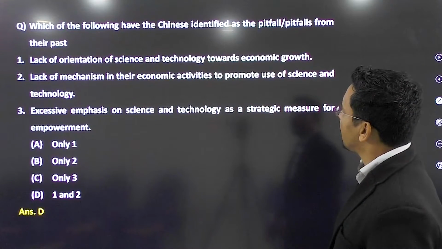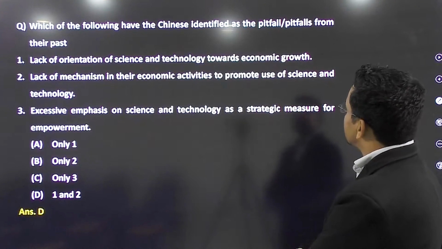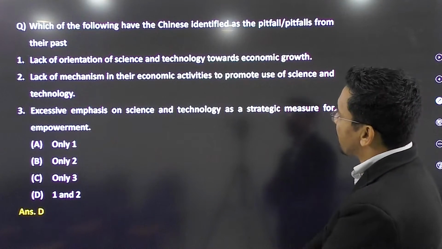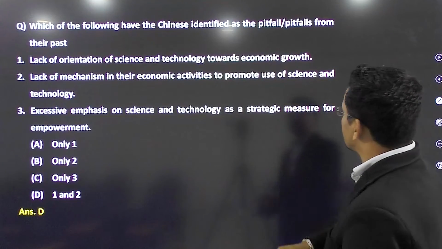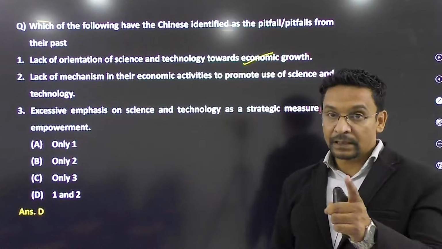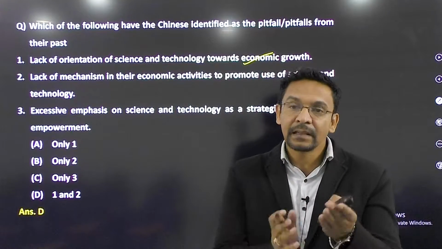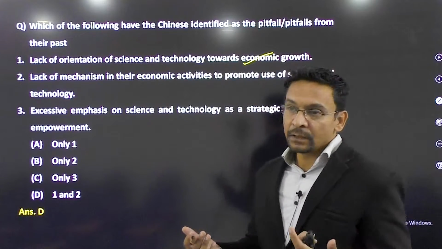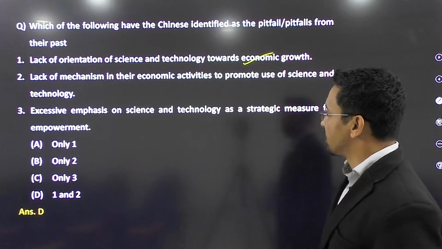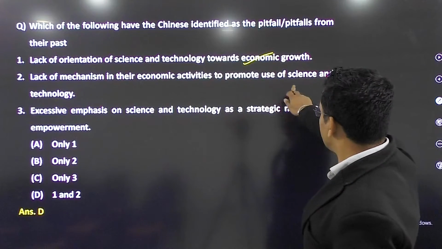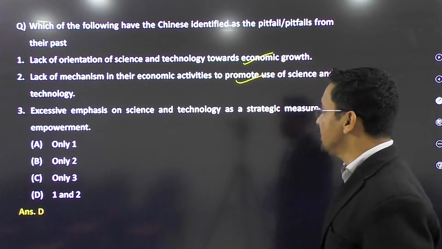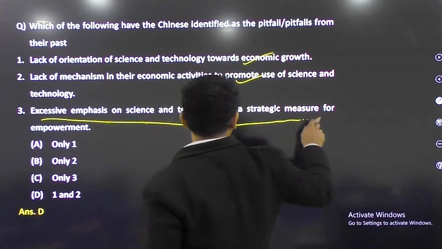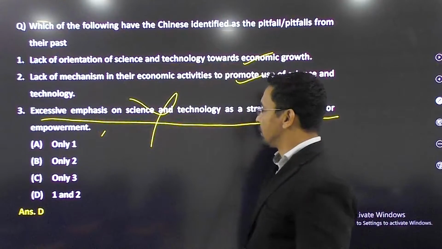Which of the following can have the Chinese identified as the pitfalls, danger or dangers from their past? Lack of orientation, science and technology towards economic growth. ये mentioned है, एक जगह mentioned है कि oriented नहीं था towards economic growth, इसीलिए China could not have the optimum benefit, could not reap the optimum benefit. Lack of mechanism in their economic activities to promote, yes. Mentioned. Excessive emphasis, no. They want a lot of emphasis. ये तो कहीं भी mention नहीं था. Therefore, option D.